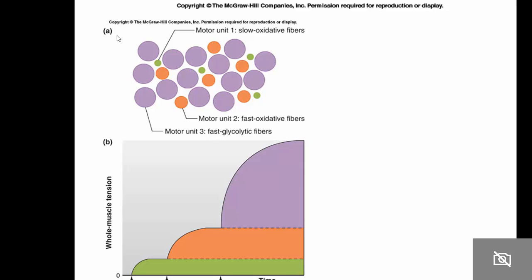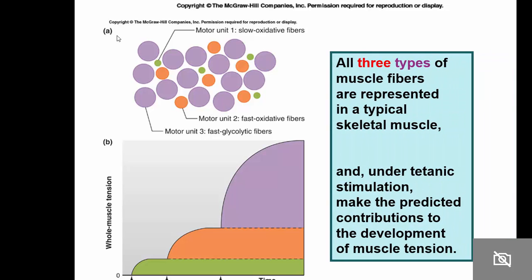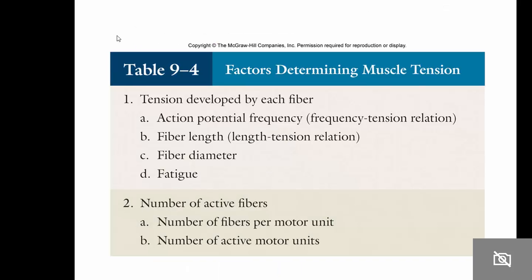So this is just showing you the different sizes. Okay? So these are the glycolytic, right? These are the medium one, fast oxidative, and these are slow oxidative. Okay. So these are factors determining muscle tension: action potential frequency, how long the fiber is, how big the diameter is, and fatigue.